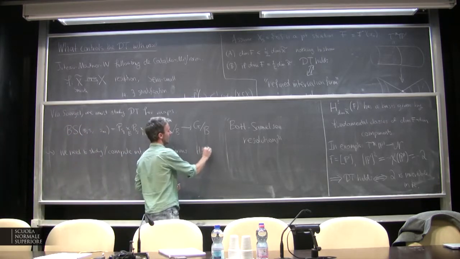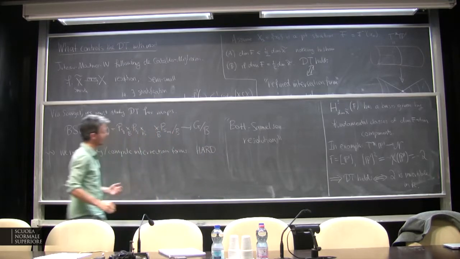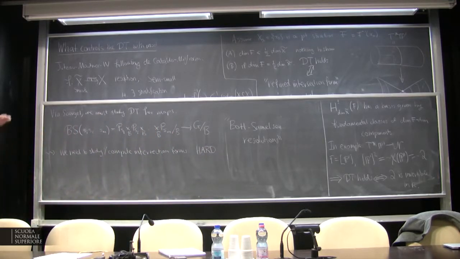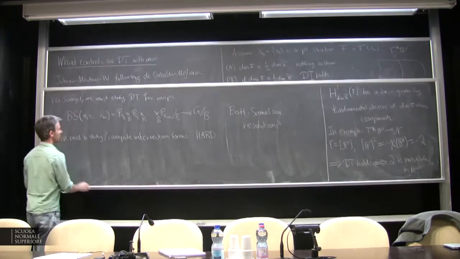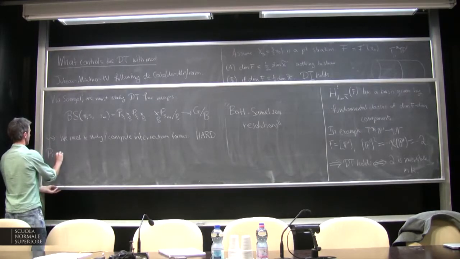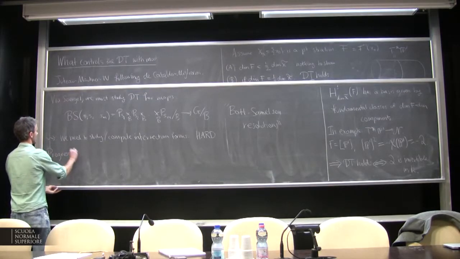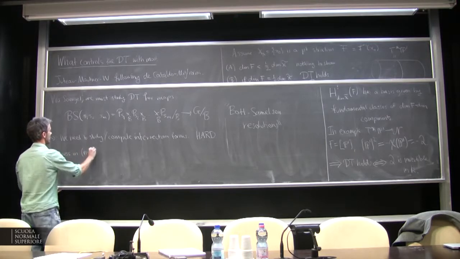So basically, in the talk of Nicolas, he was explaining what you have to do in order to calculate entries in intersection forms. And in general, it seems to be a combinatorial nightmare. It's extremely, extremely complicated. But there's been progress in very special cases.